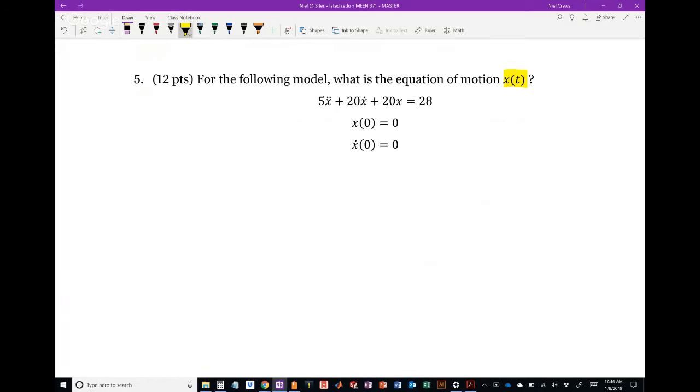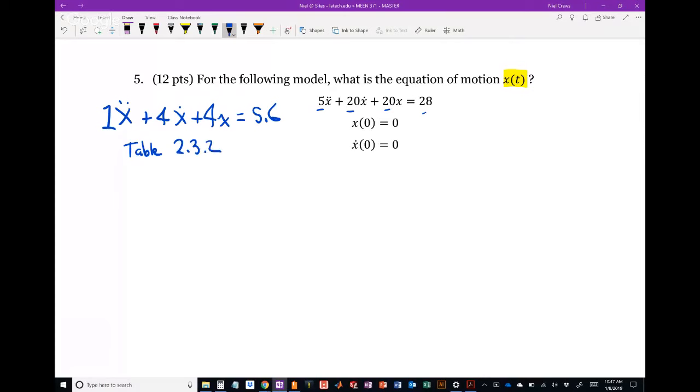I suggest that we do it using table 2.3.2. Right, that's the way that we've most talked about it in class. x double dot plus 4 x dot plus 4x equals 5.6. And what I did is I just divided by 5 everywhere. The reason is that I want a coefficient of 1 in front so that it matches this table, table 2.3.2.